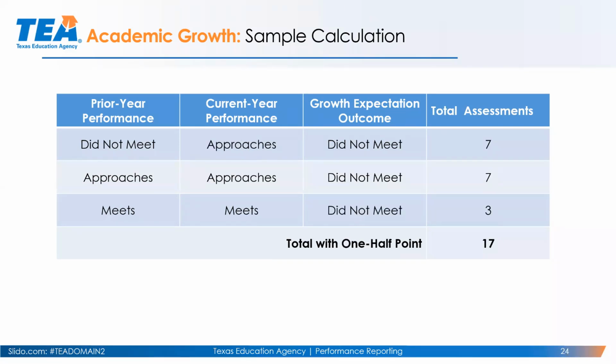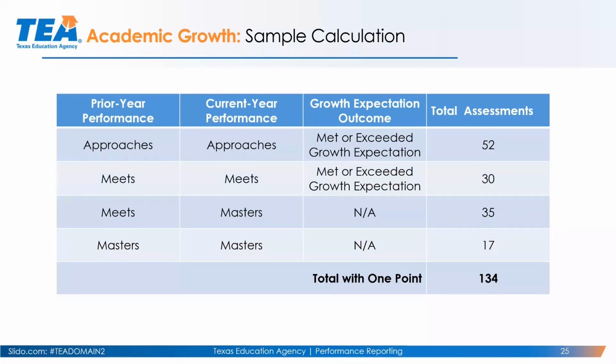Next, we calculate those assessments that are worth half a point. Last year we had 7 assessments that did not meet in the previous year and that went to approaches in the current year. We also had 7 assessments that went from approaches last year to approaches this year, and 3 assessments that went from meets last year to meets in the current year. We add those assessments to get a total of 17 assessments that did not meet the STAAR progress measure growth expectations, but they did maintain proficiency.